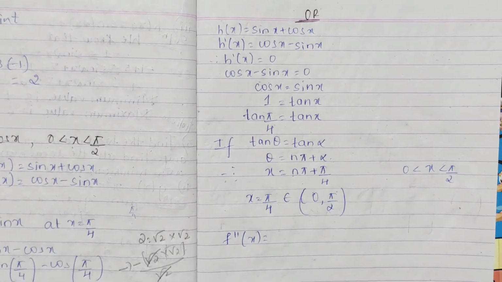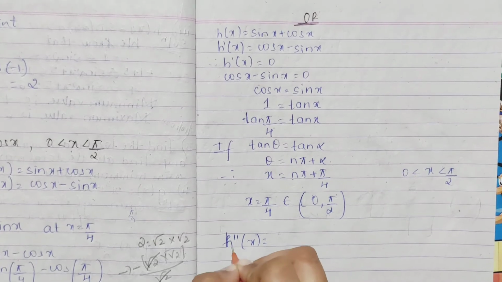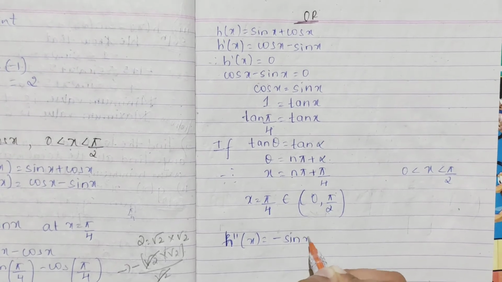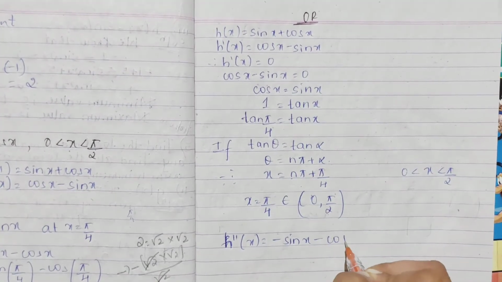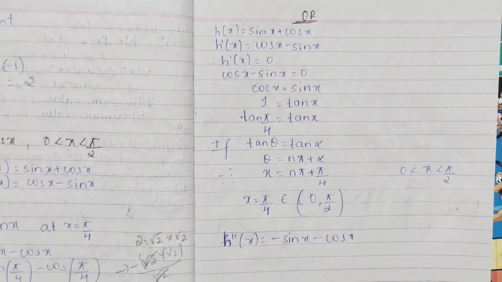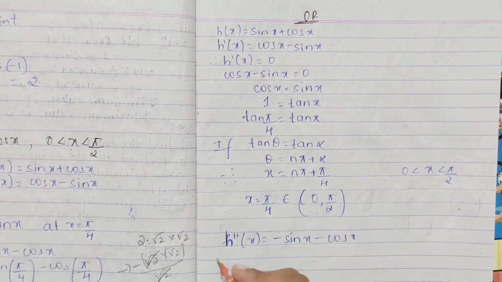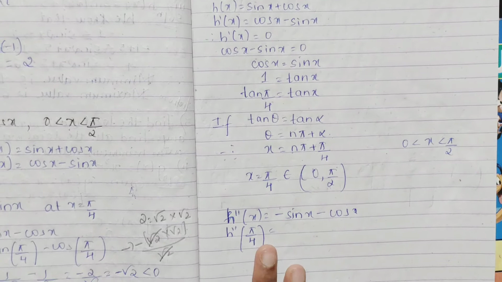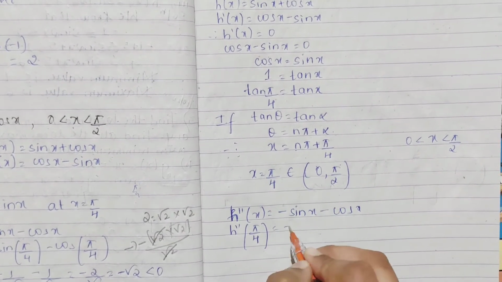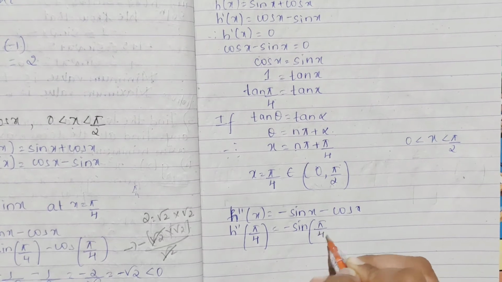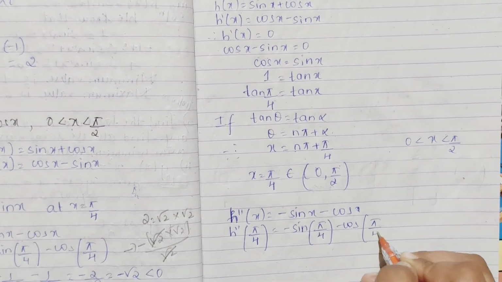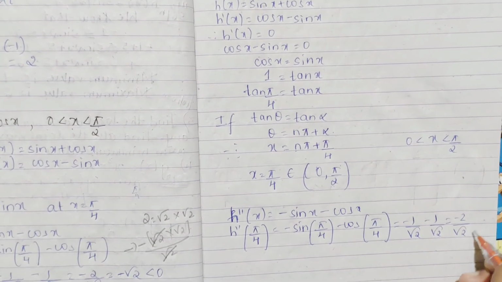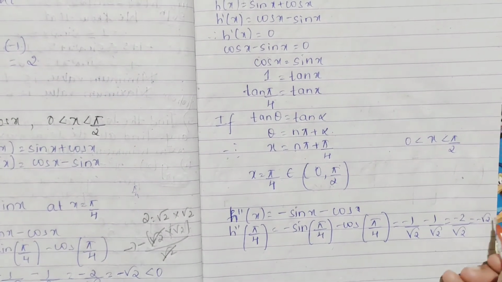Now we are checking for h double dash of x. H double dash of x, what you will get? H dash of x is cos x, that becomes minus sin x. Minus sin x becomes your cos x. So now at this point you have to check, right? So h double dash of pi by 4, you have to check whether it is maximum or minimum. By this nature only we will understand. So we have to substitute the value. Minus sin pi by 4 minus cos pi by 4. So what you will get? Minus 1 by root 2 minus 1 by root 2, which is minus 2 by root 2 equal to minus root 2. So from this you know that this is negative.